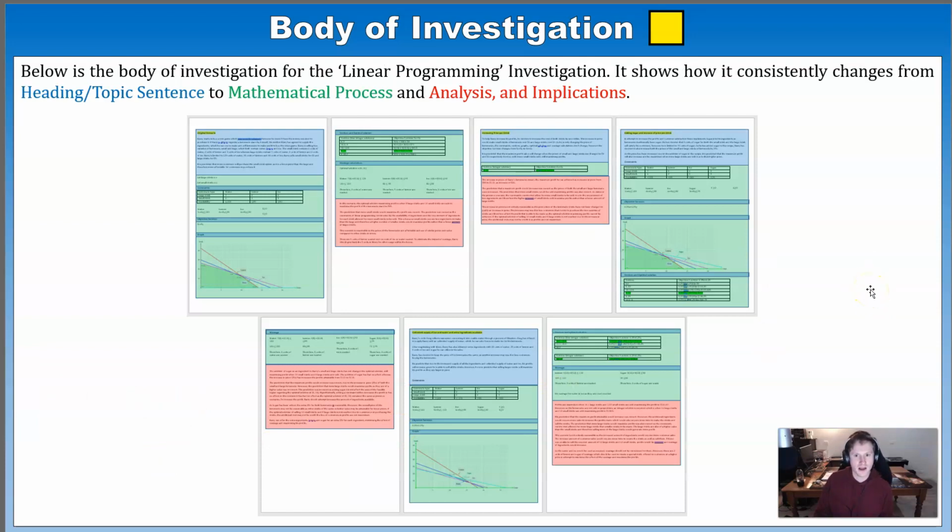So here's an example of another investigation. And all you need to see here is just to note how the body constantly flows from that topic sentence, the mathematical process, the analysis and implications, then back to the same thing again, back to the same thing again, back to the same thing again. So that order is consistently followed, okay?